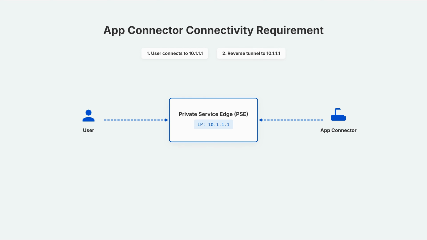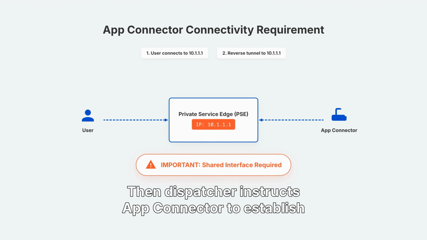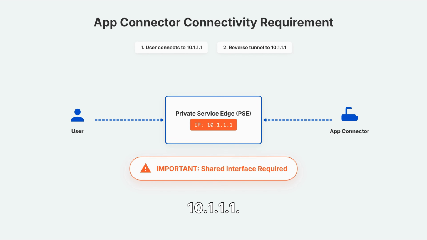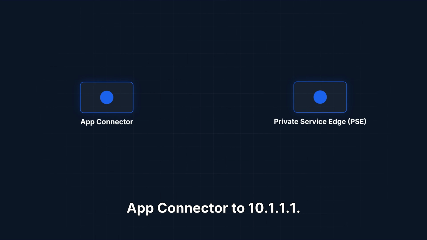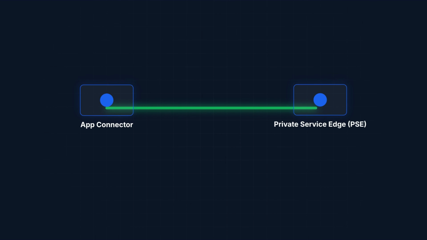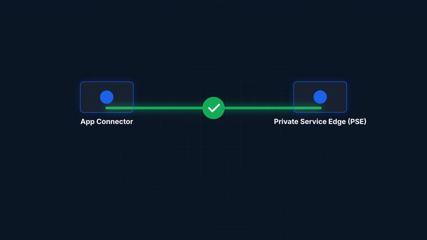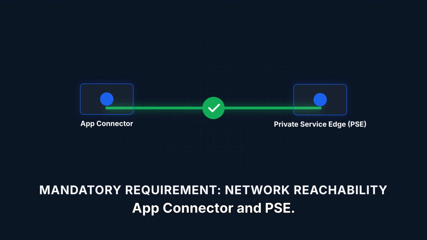For example, user connects to 10.1.1.1. Then the dispatcher instructs the app connector to establish a reverse tunnel toward 10.1.1.1. Therefore, user to 10.1.1.1, app connector to 10.1.1.1. Both sides connect to the same Private Service Edge. For this to work, the customer must ensure network reachability between the app connector and PSE, and this is a mandatory requirement.